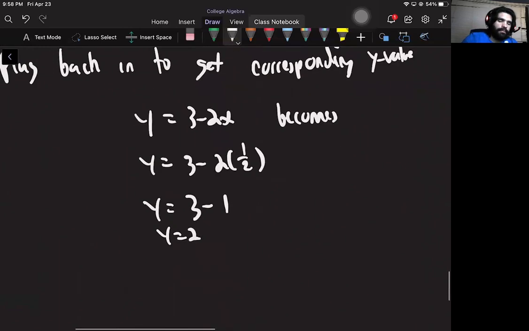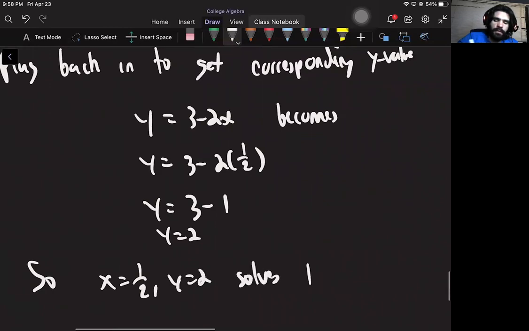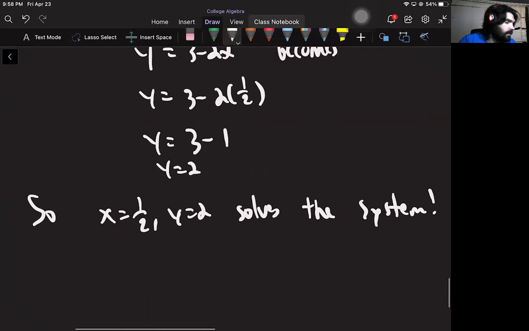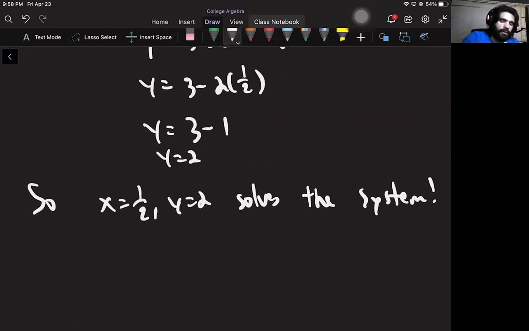So the solution x equals 1/2, y equals 2 solves the system. And so you could ask, of course, is there more answers than just this one? Like, how do I know that this is the only answer? We'll get to that in a second. But right now, what I want you to think about is how you can interpret this, and that'll help us with the other question.